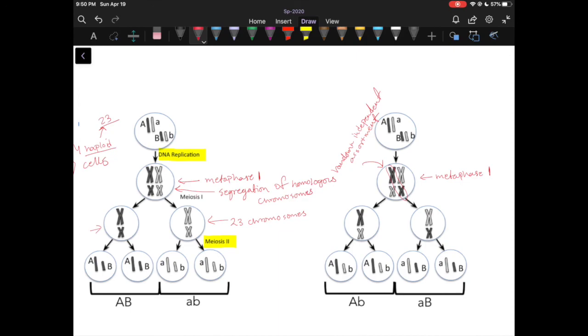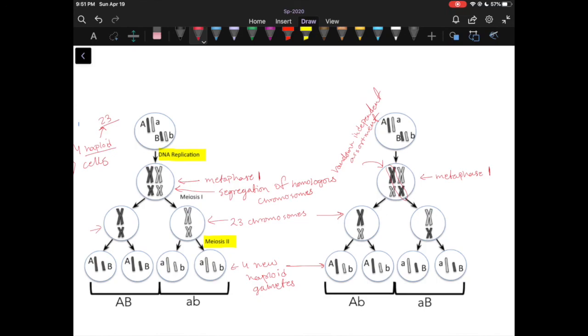And then when they go through meiosis again, the sister chromatids are going to get pulled apart, and then we're going to form our 4 new haploid gametes for both.